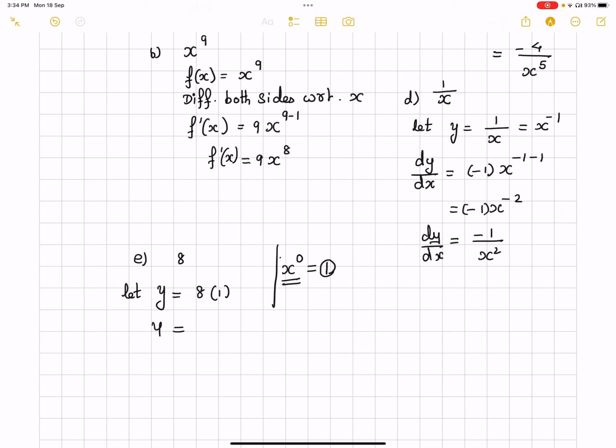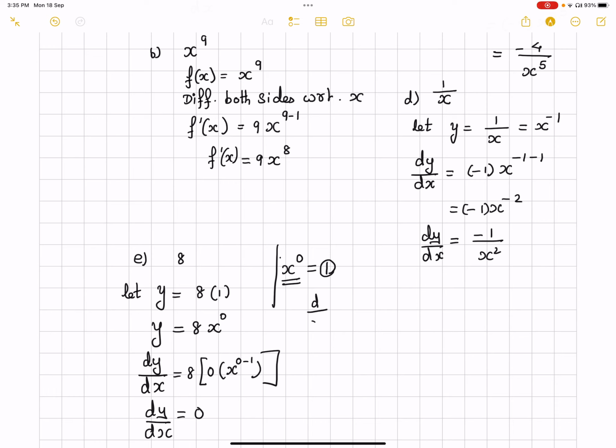So that means y is equal to 8 into x to the power 0. In that case, whenever I differentiate both sides with respect to x, I get 8 into 0 into x to the power 0 minus 1. Any number multiplied by 0 is 0. So when you are differentiating a constant term alone without an x, the differentiation answer is going to be 0.